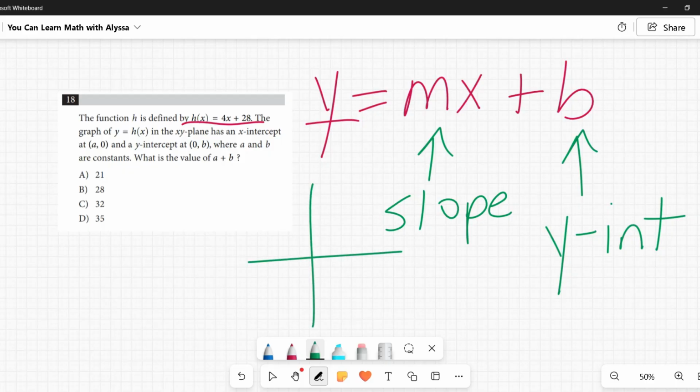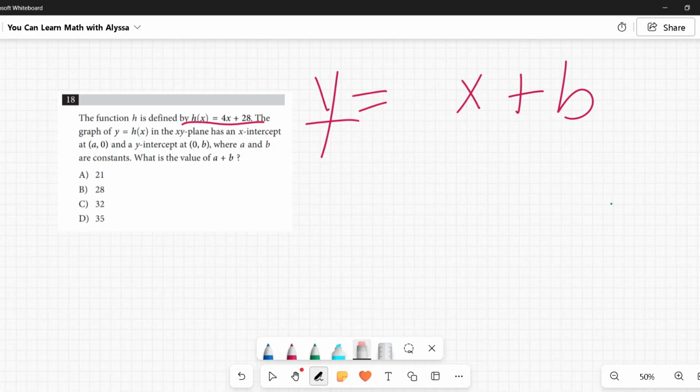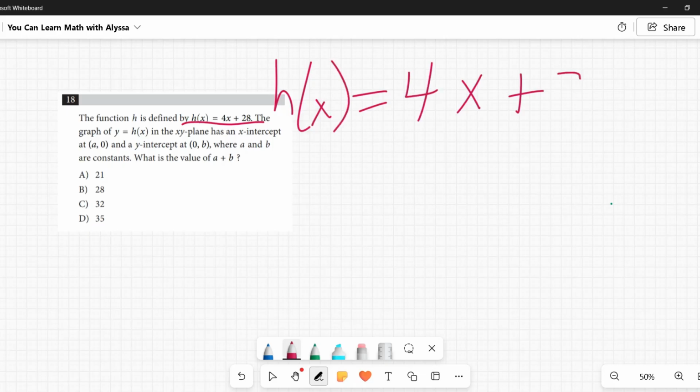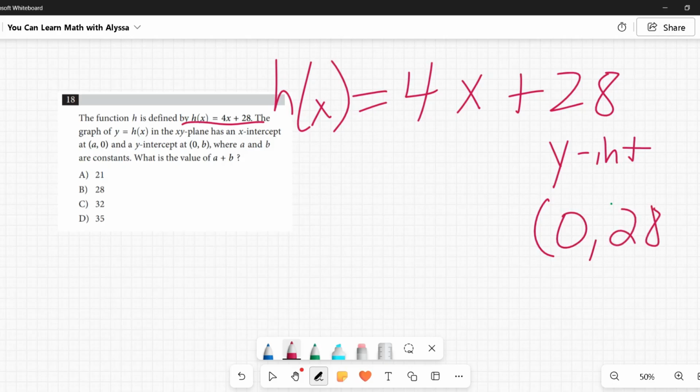So if I'm graphing it, I would find the y-intercept and then I would use the slope to draw myself a line. So for this particular case, we're calling it h of x, and it's 4x plus 28. So my y-intercept is 28. If I put that in ordered pair terms, it's (0, 28), because the y-intercept is on the y-axis. Everything on the y-axis has an x value of 0. And then my slope is 4.